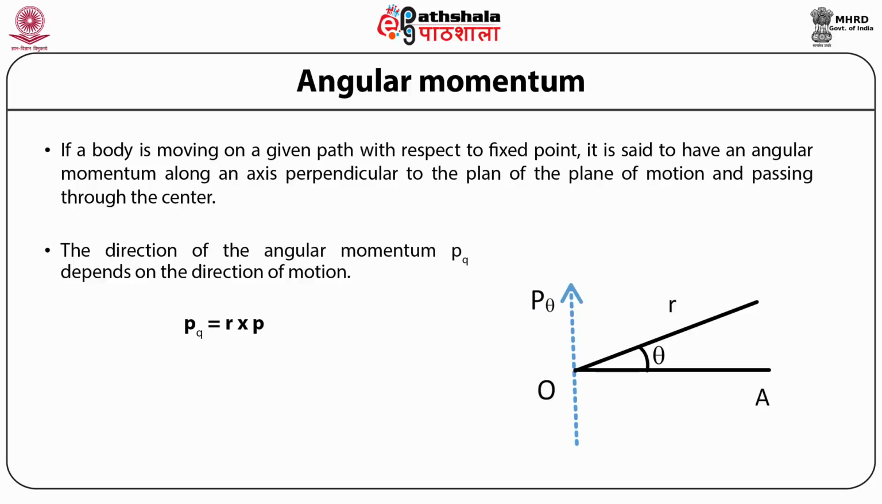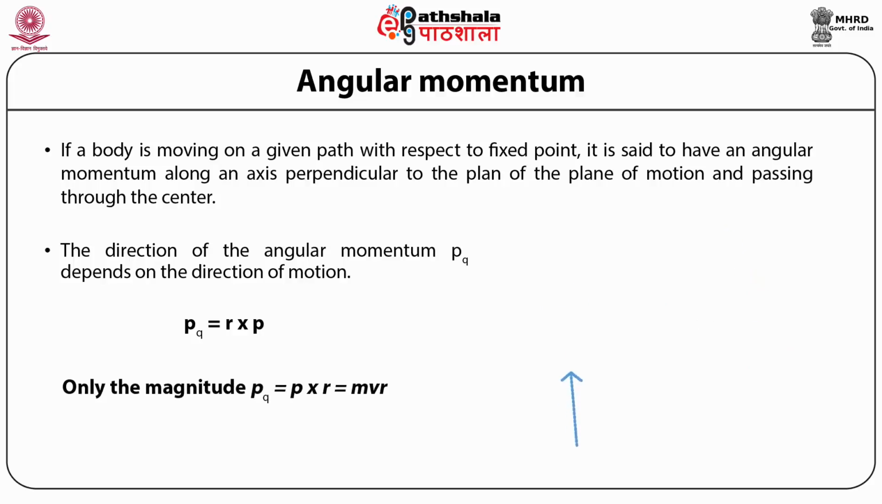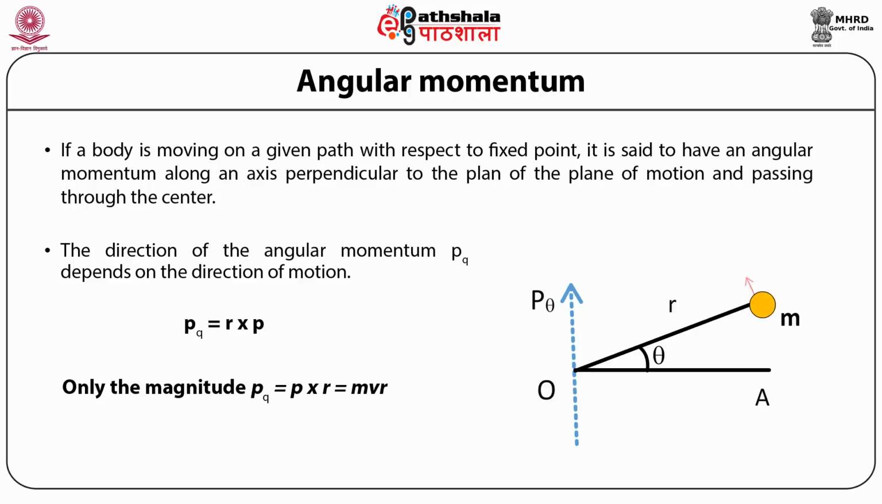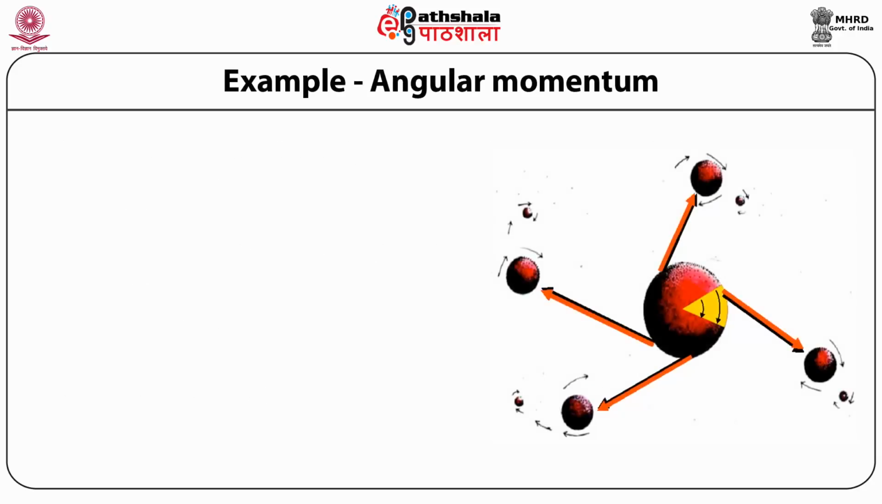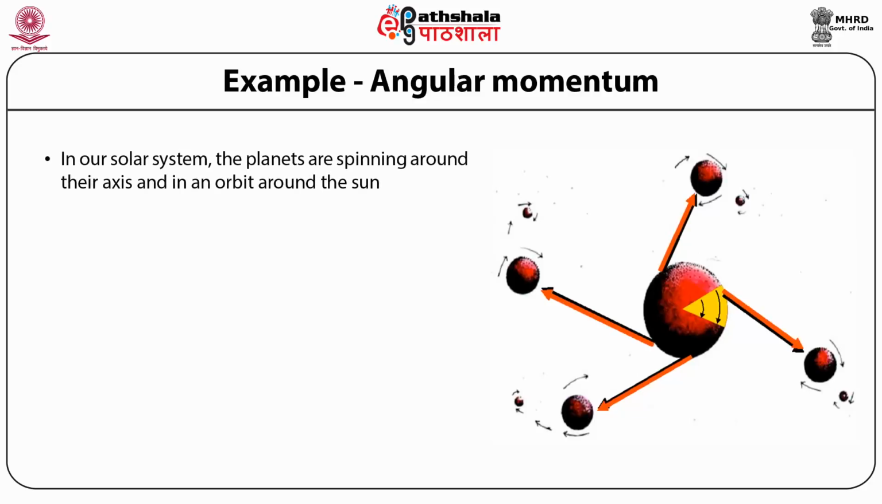So the angular momentum is obtained by the vector product between r and p, and the magnitude of this vector is simply m times v, which is linear velocity, times r, which is the distance from the fixed point around which it is rotating or moving on a path. In this particular example of the system of planets in our solar system, the planets are spinning around their axis and in an orbit around the sun.